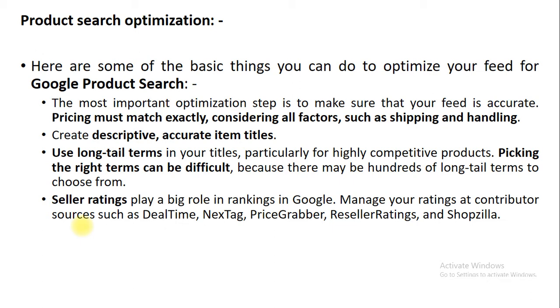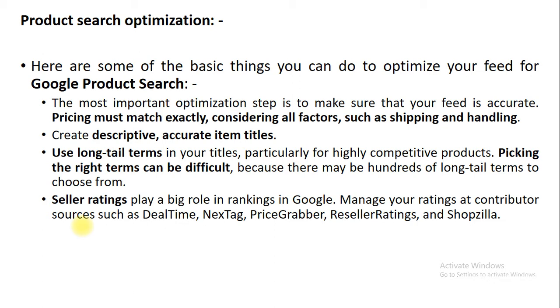Next is called create descriptive accurate item titles. Sometimes it may be possible that when you click on a woman item, at that time some kids product is displayed, right? So whatever the descriptions you are going to use, based on that description you need to give the title of your item. Next is called use long tail terms in your title, particularly for higher competitive product.